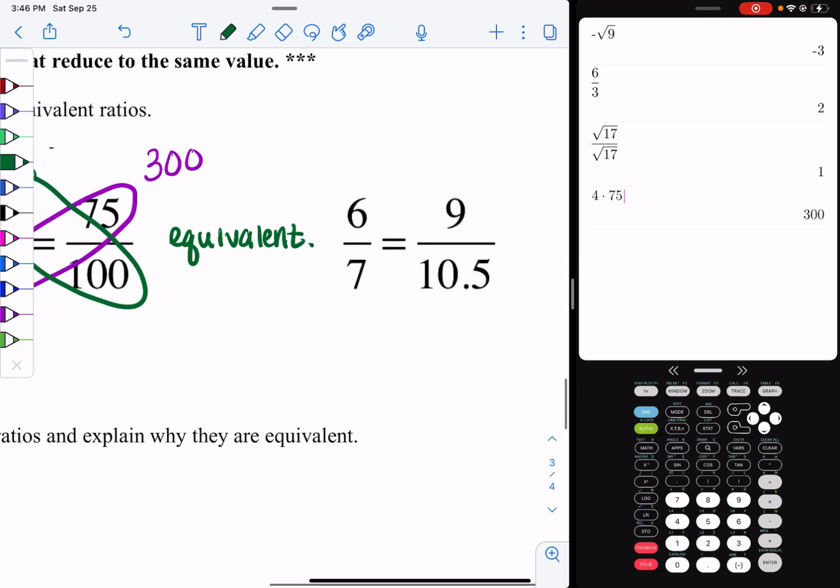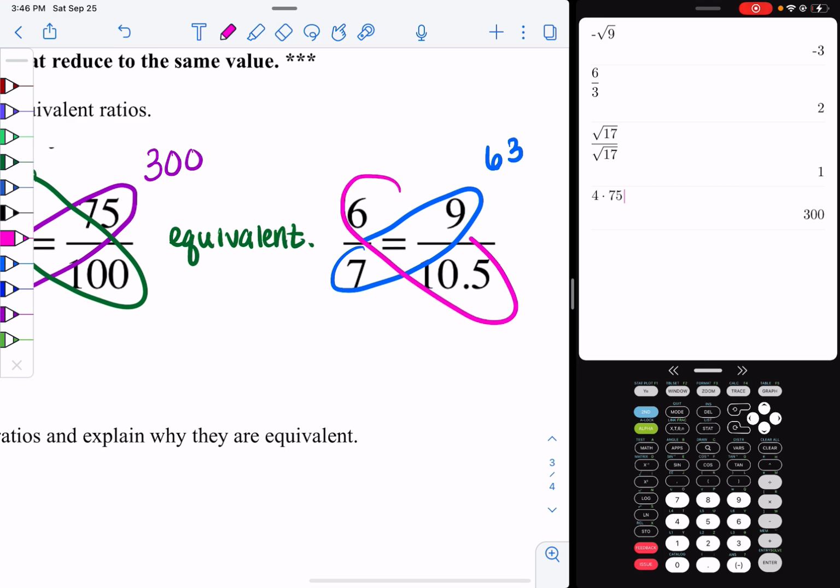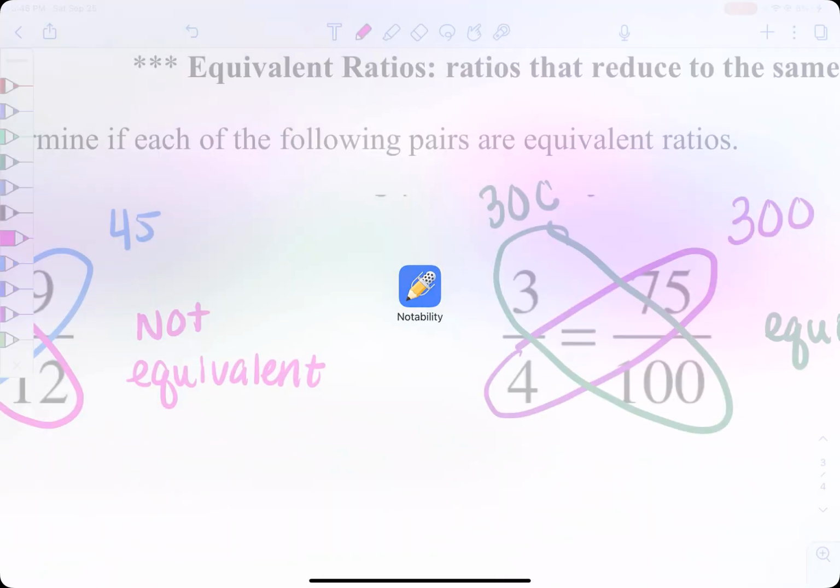Now my next example, I have 7 times 9. 7 times 9 is 63. Now I'm going to do 6 times 10.5, which is also 63. So I can say that these are equivalent as well.